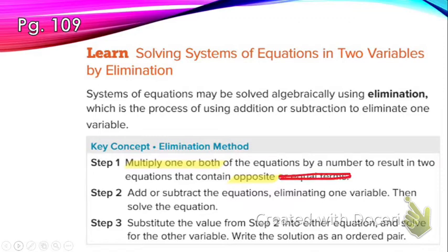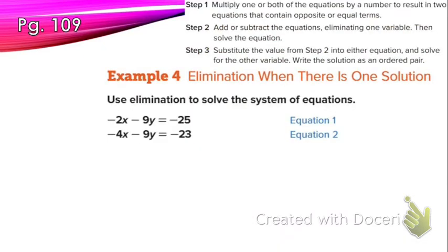Let's cross that out. Okay. We want to use opposites. It's a lot easier if we can do opposite terms instead of equal terms. So one of the examples I'm going to do differently than it is described in the book. So let's look at example 4.